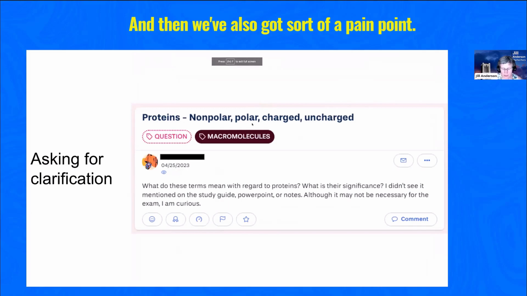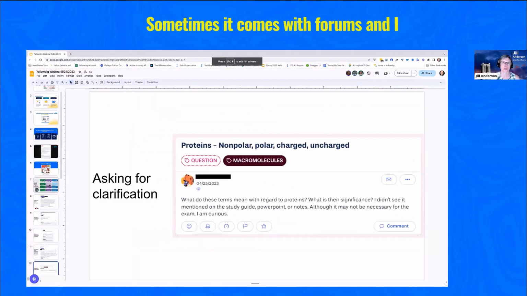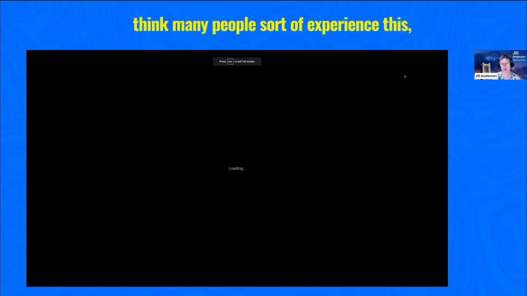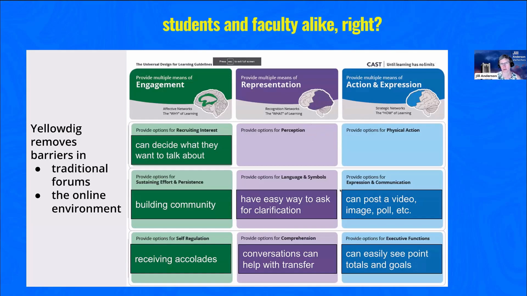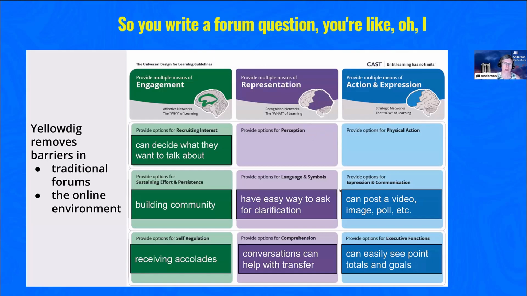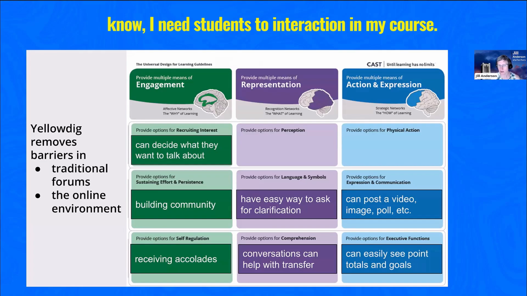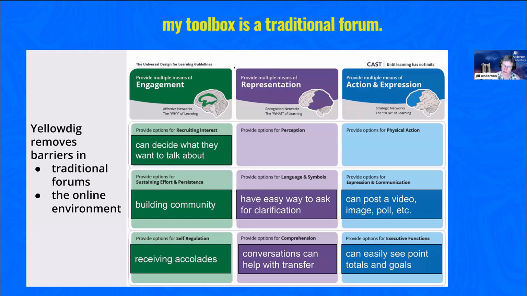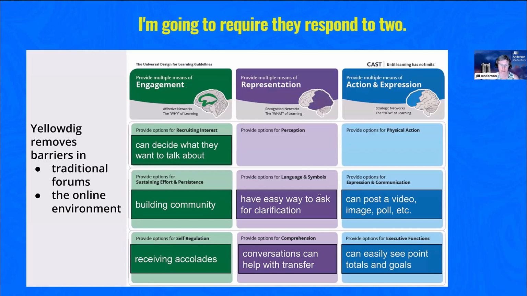And then we've also got sort of a pain point sometimes that comes with forums. And I think many people experience this, students and faculty alike, right? So you write a forum question, you're like, oh, I know I need student-student interaction in my course. My one tool in my toolbox is a traditional forum. And this is how I do it. I create a prompt, students respond, and I need to get them to respond. So I'm going to require that they respond to 2.